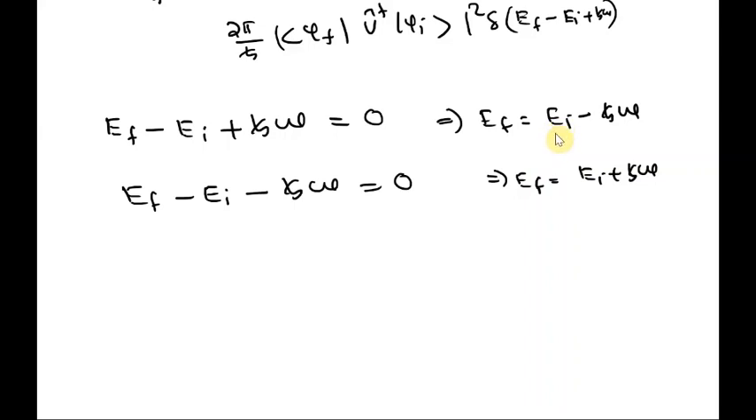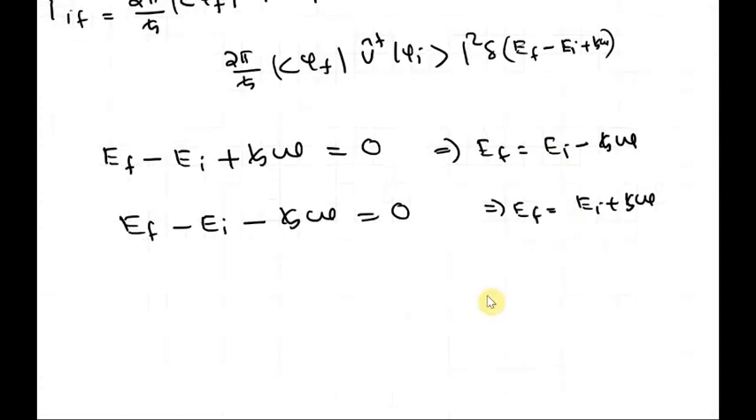So here this indicates that a photon of energy h cross omega is getting released, and the energy is changing from E_i to E_f, and this is actually called the stimulated emission.